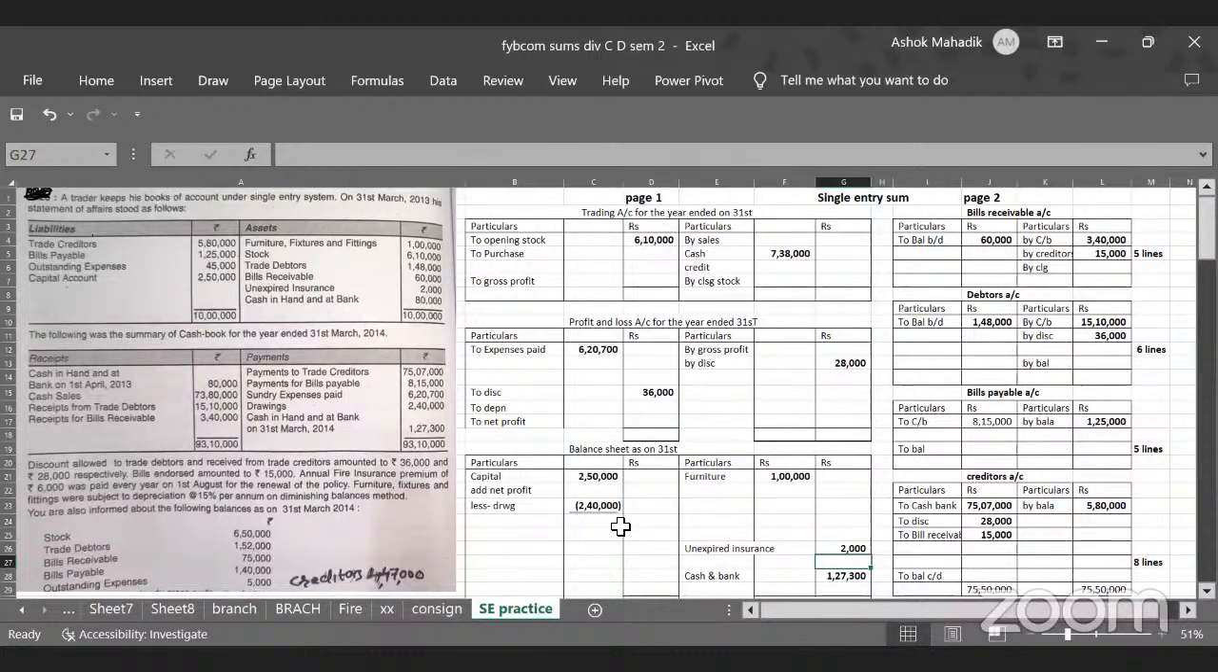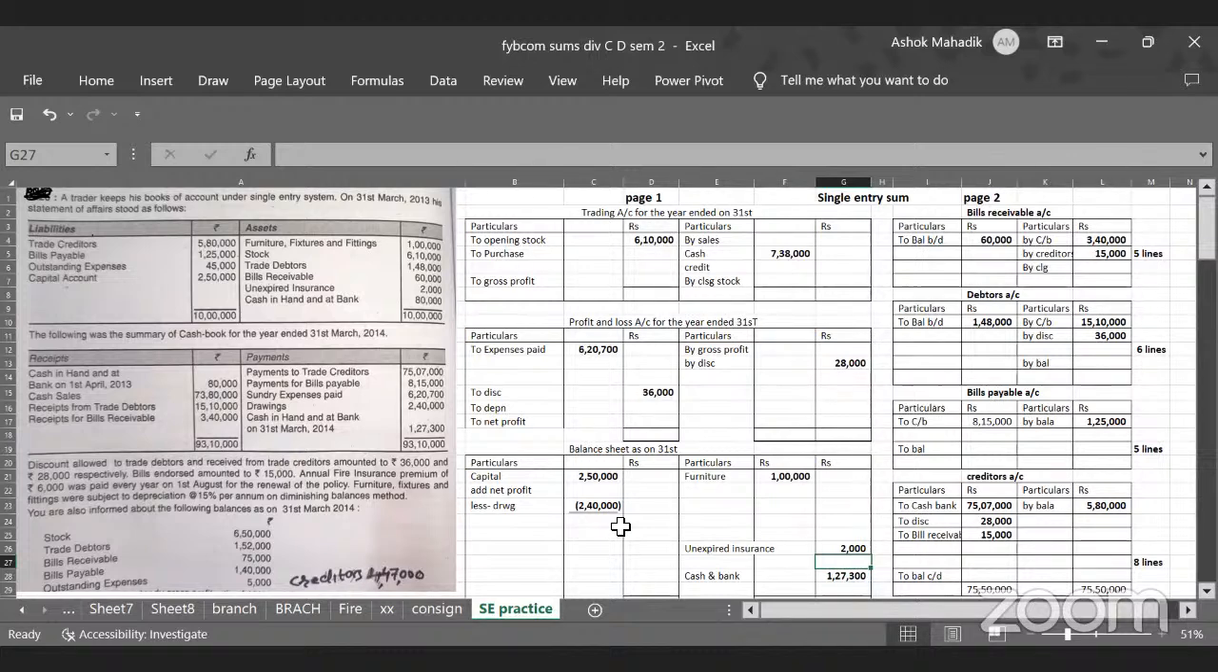Furniture, fixture and fittings were subject to depreciation. Just a minute, students. Hello. Okay, I'll come back.